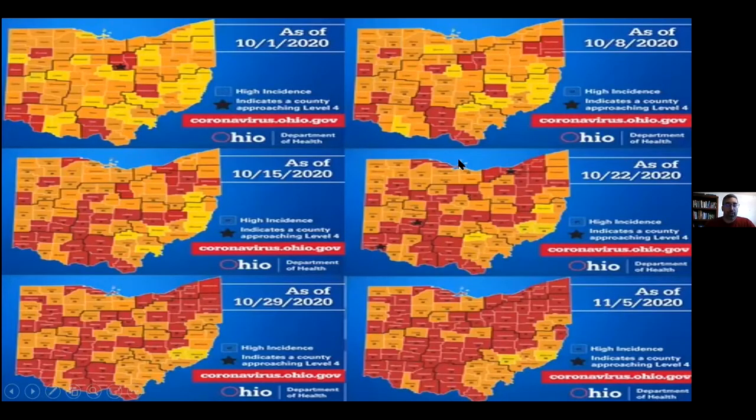This is a picture of all 88 counties in Ohio showing the increasing number of COVID-19 cases based on the 7 indicators of the Ohio Public Health Advisory System, which we'll discuss later. In 1 month, from October 1st to November 5th, 2020, the number of counties at level 3, which is red of 4 levels, went from about 16 counties to 68 counties.